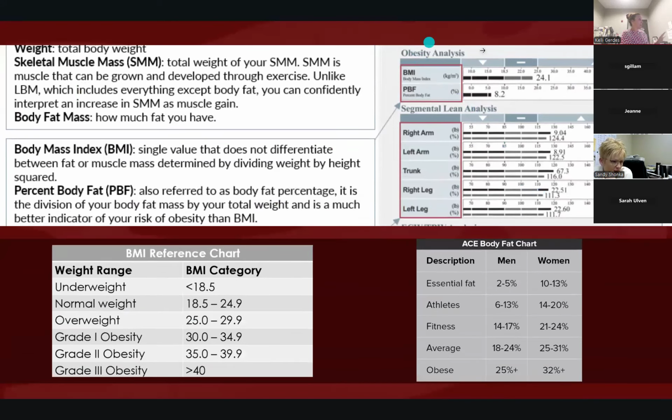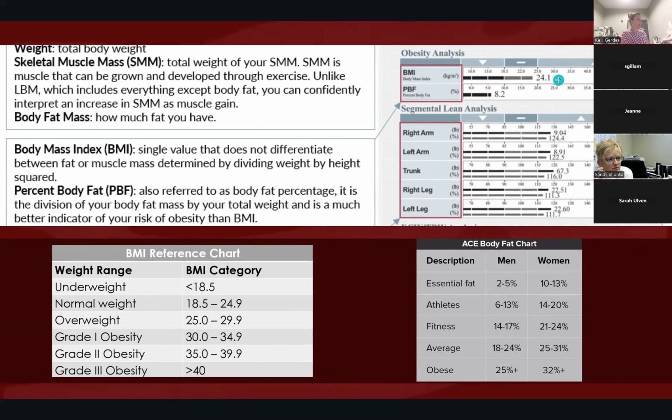The next one is going to be the obesity analysis. So BMI, like I talked about, is just a height and weight formula. Anything in this gray area between 18.5 and 25 is considered normal. When you get above 25, it's considered overweight. And when you get above 30, it's considered obesity. But again, it's not accurate for someone who has a lot of muscle.